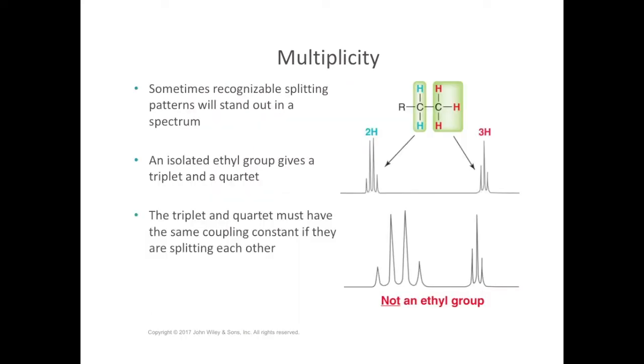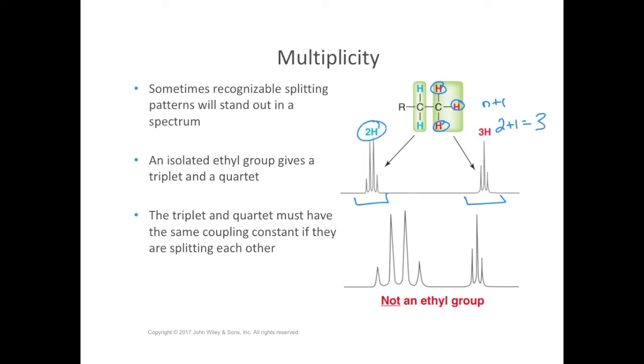There are recognizable splitting patterns that should stand out to you in a spectrum and indicate the presence of certain groups. An ethyl group, for example, will give rise to a quartet and a triplet. The hydrogens in red are coupled to the hydrogens in blue, and they will show up as one signal that's a triplet because the neighboring blue protons, there's 2 of them. So using the 2 + 1 rule, we place in 2 for N and we get 3.